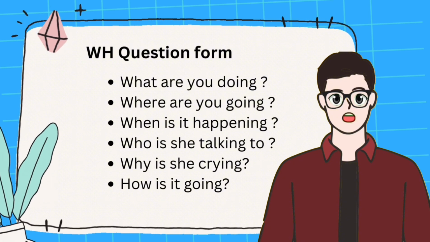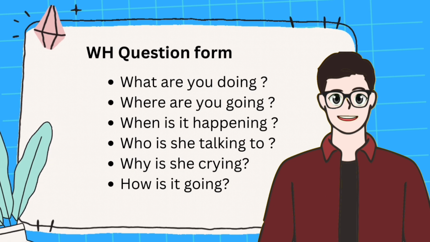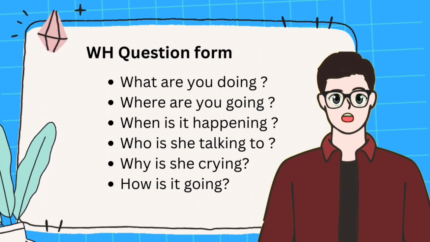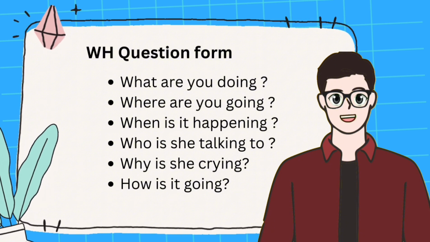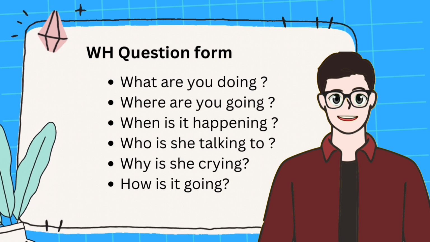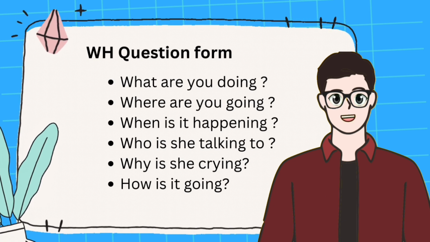So, let's talk about the WH question form for the present continuous tense. On the screen we have what, where, when, who, why, how as the question words. So what comes after that? There are to be, subject, and the verb plus -ing.